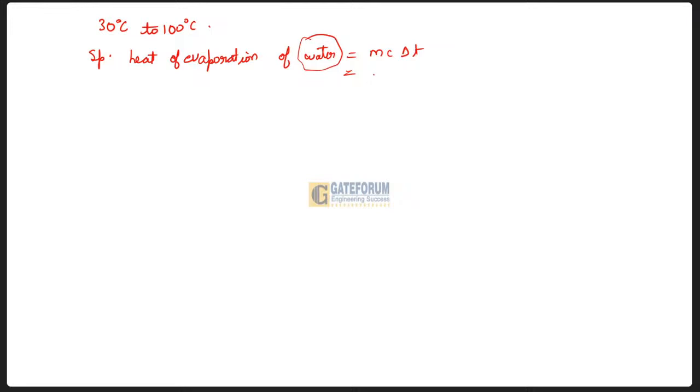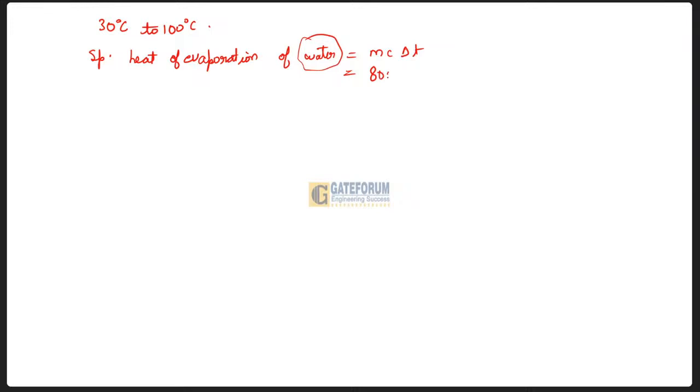Now let's check. From 30 degrees Celsius to 100 degrees Celsius, the heat for water is mc delta t. Here we are talking about water only. So how much water is there? 800 gram, we have already seen.